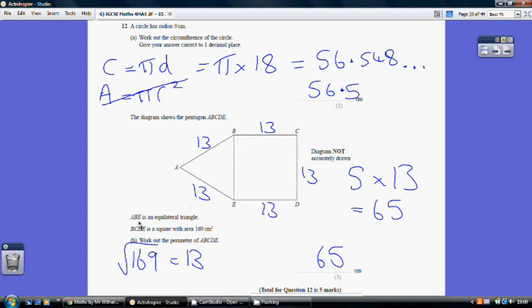Now we're also told that ABE is an equilateral triangle. So these 3 lengths in the triangle are all equal. So these lengths AB and AE are the same as BE, which is 13. So these lengths are also 13. So the perimeter, the length all the way around the shape, is just 5 lots of 13, which is 65.